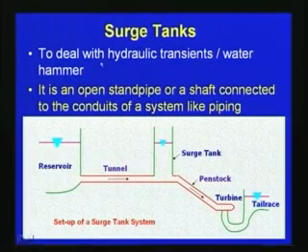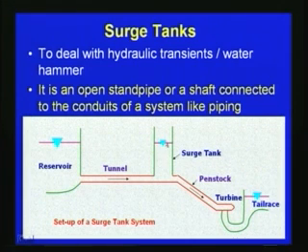Surge tanks are used to deal with hydraulic transients or water hammer. As we discussed, here there is a reservoir, then a tunnel, a penstock, and a turbine. After water passes through the turbine, it goes to the tail race. Due to a sudden closure of the turbine, hydraulic transients or water hammer are generated, and to avoid any fracture in the penstock or the tunnel, and to take care of the water hammer, we generally provide a surge tank like this.